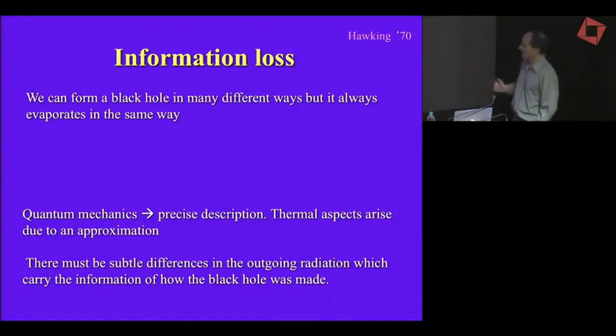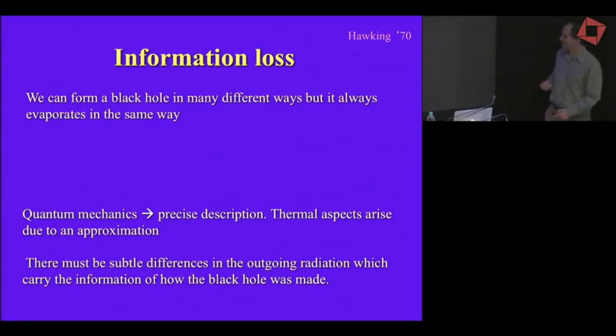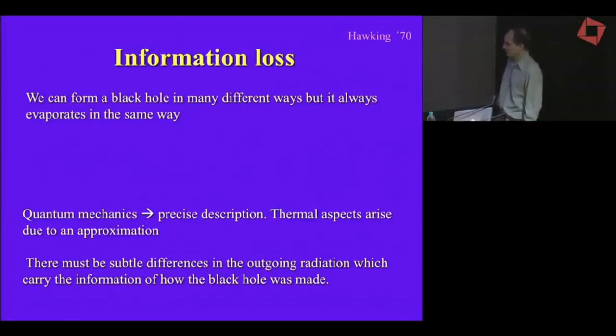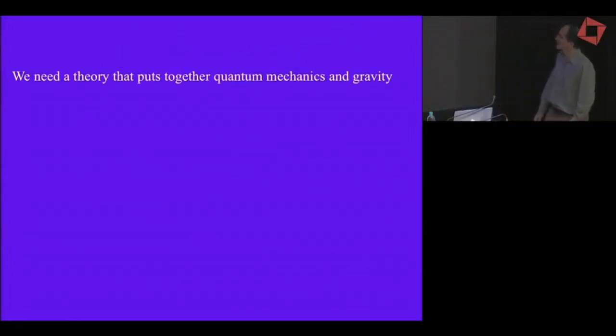And so if we have a precise quantum mechanical description, then these thermal aspects should arise only due to an approximation. It looks approximately the same, but exactly it should not be the same. So there must be subtle differences in the outgoing radiation that reflect how the black hole was formed. One question is to understand, first of all, how to calculate those subtle differences, at least in principle, and how those subtle differences are imprinted in the radiation by the matter that fell in. So those are the questions.